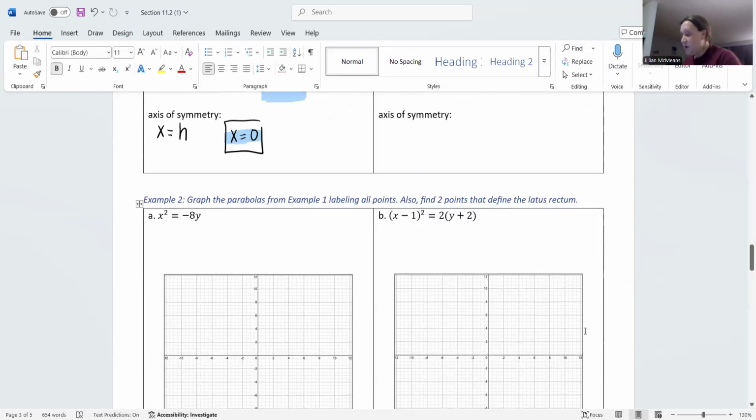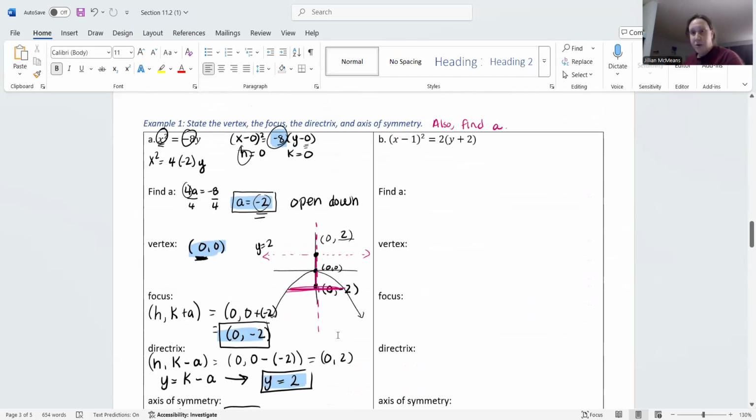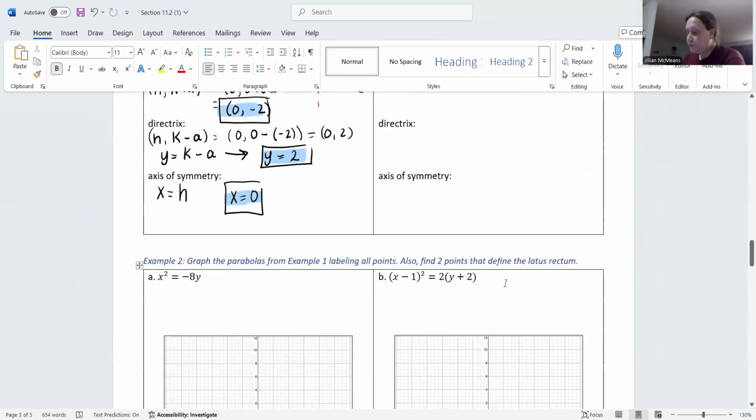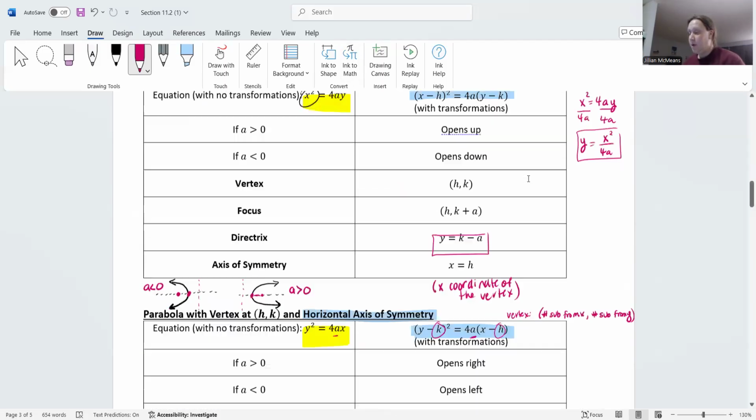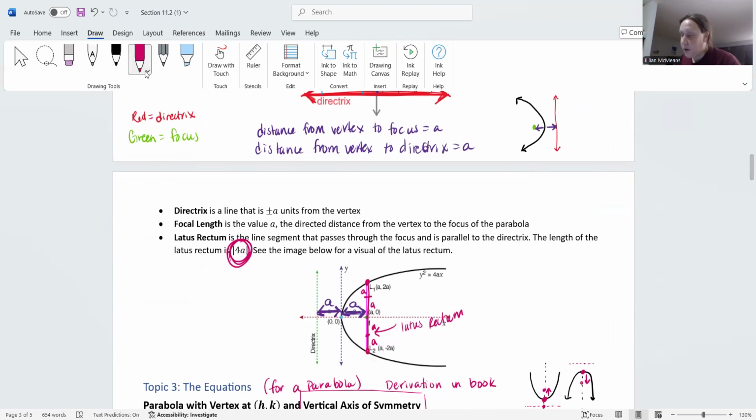Okay, so let's remind ourselves of a couple of things here. We did all the grunt work. We know that a is equal to -2. We know the vertex is 0, 0. We know the directrix is y equals 2, and we know the axis of symmetry was x equals 0. So let's go ahead and plot that, and then we're going to figure out some points that represent that latus rectum.